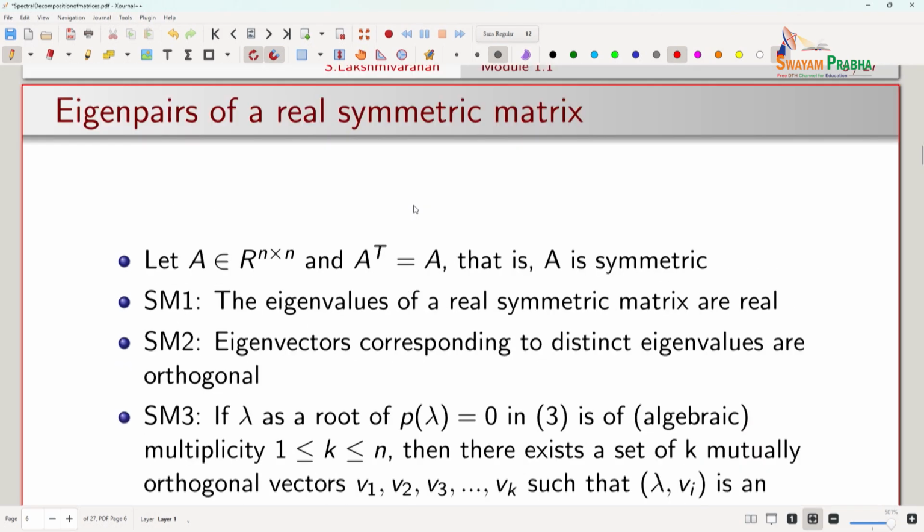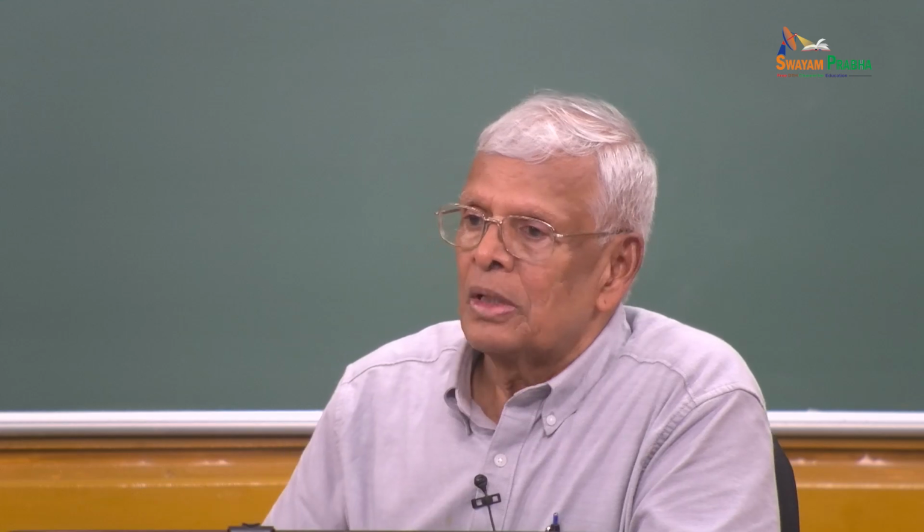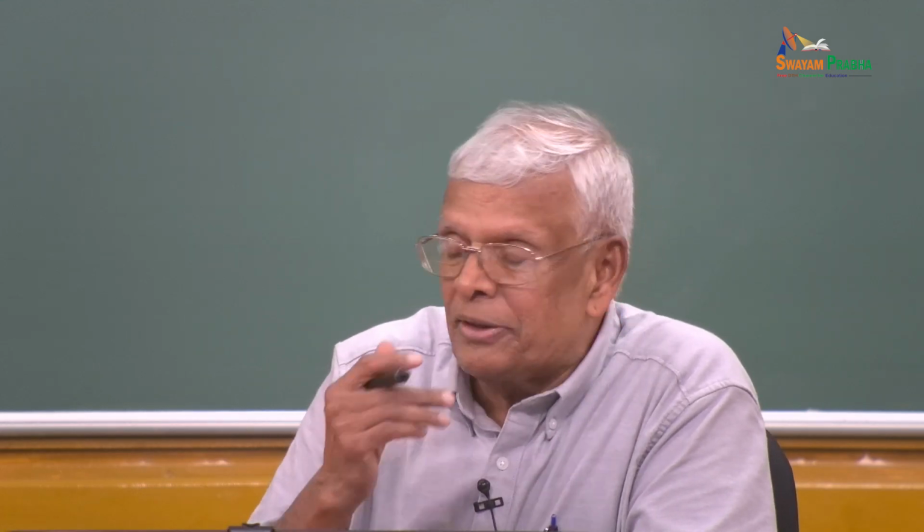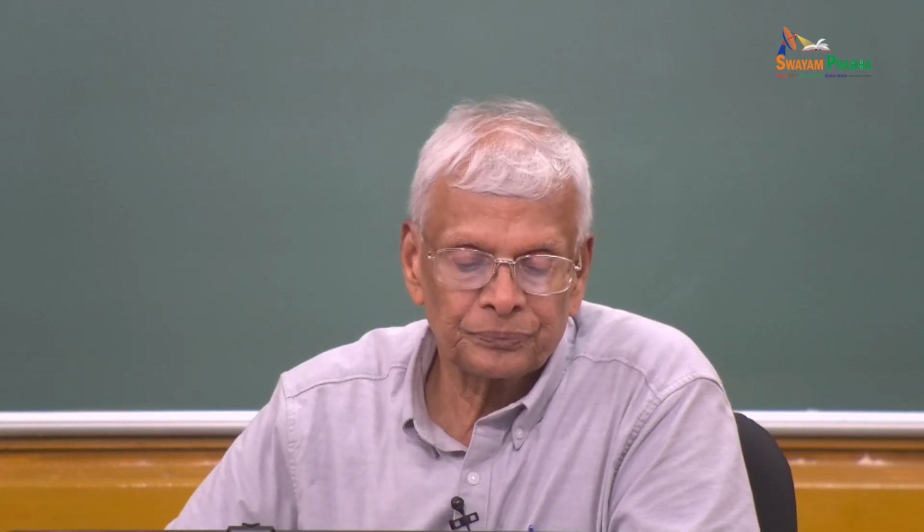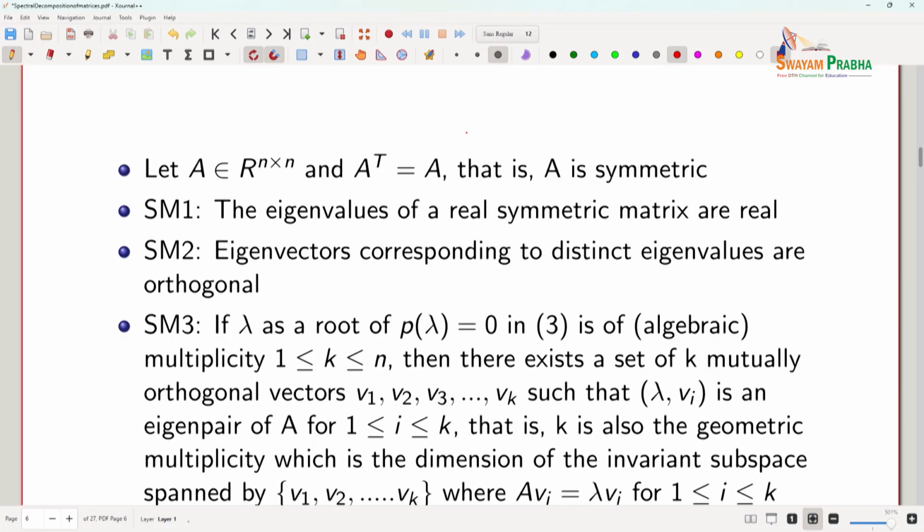Now, I am going to talk about eigenpairs of real symmetric matrices. So far we talked about a general matrix A, its eigenvalues, and eigenvectors, each eigenvector being an invariant subspace. Now, I am going to bring in the notion that the matrix is not only real, but also symmetric. If A is an n by n matrix, symmetry means A transpose is A, that means the part of the matrix above the diagonal and below the diagonal are identical.